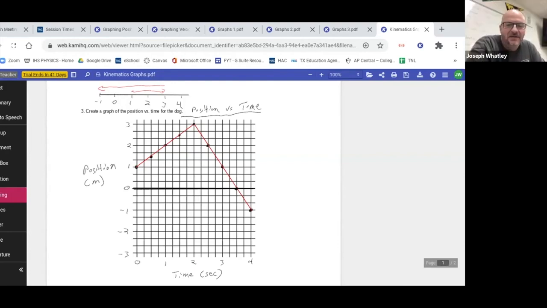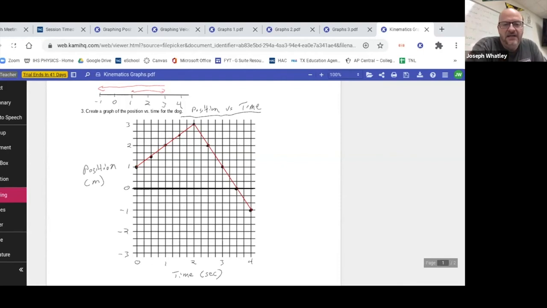There you go. See, he started out ahead. He was at 1 meter beyond the origin, in front of it in the positive direction. He went 3 meters out, so he moved 2 meters forward. And then he pivoted and came right back, and he passed the origin and went 1 meter beyond it.